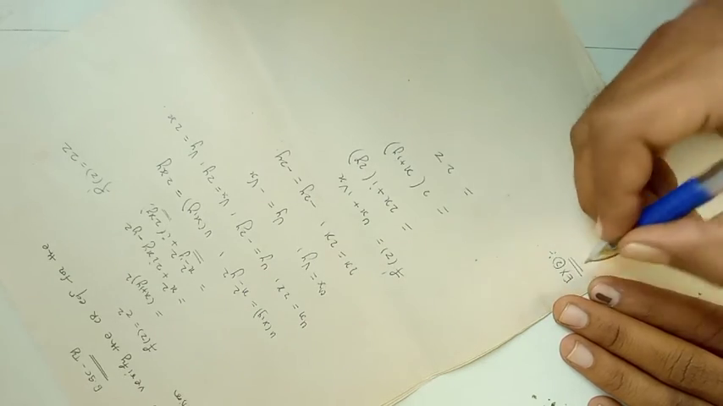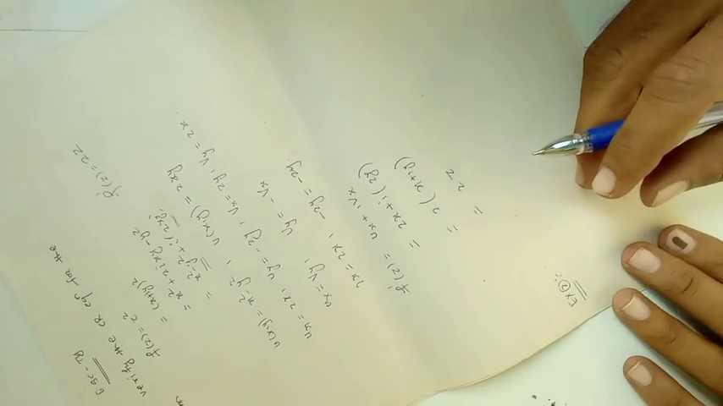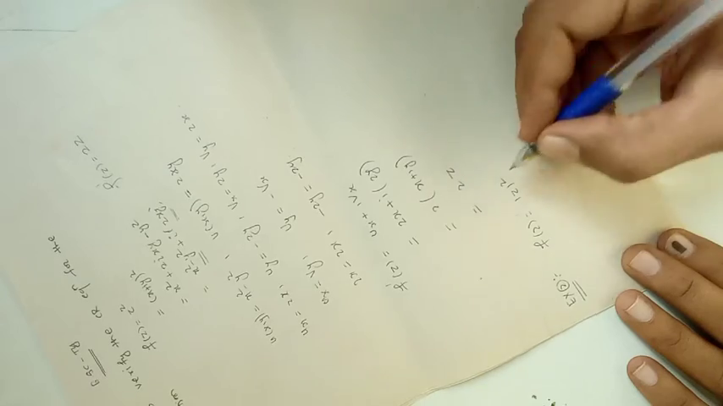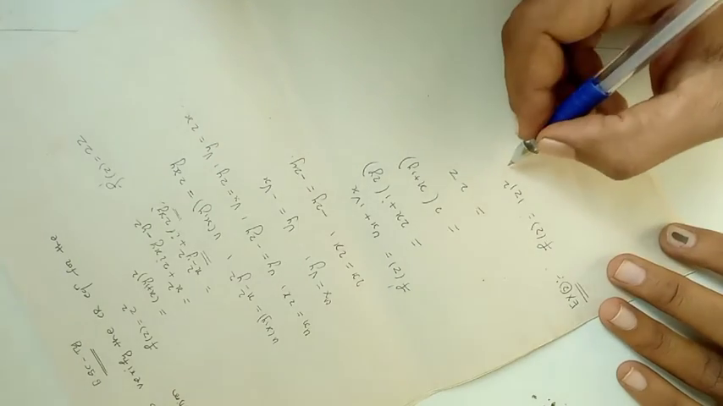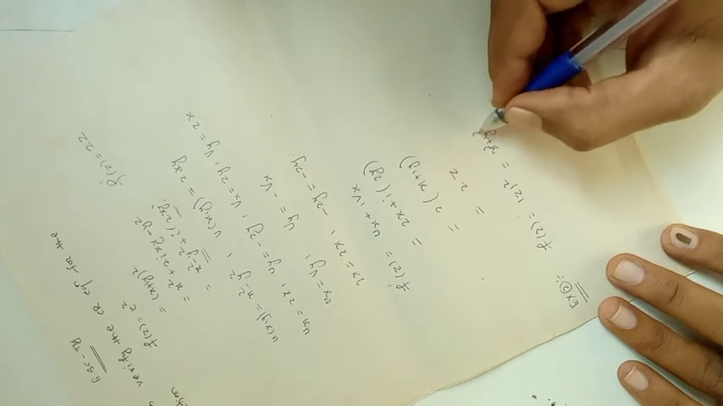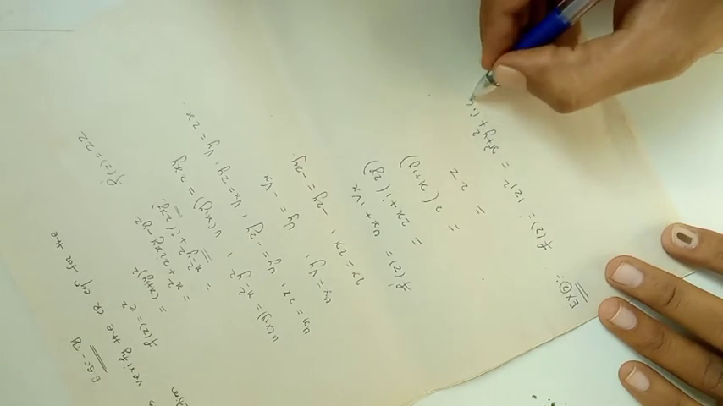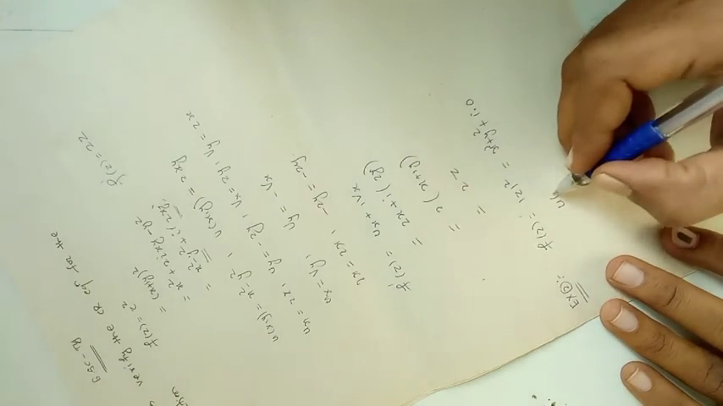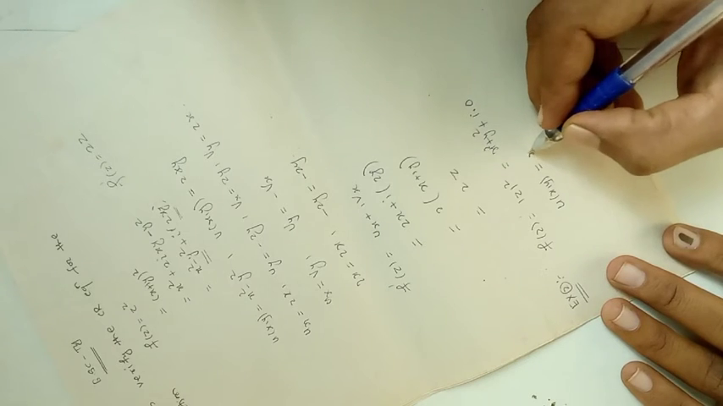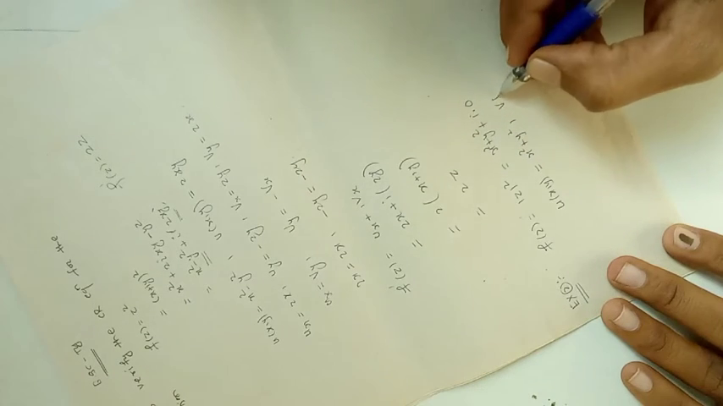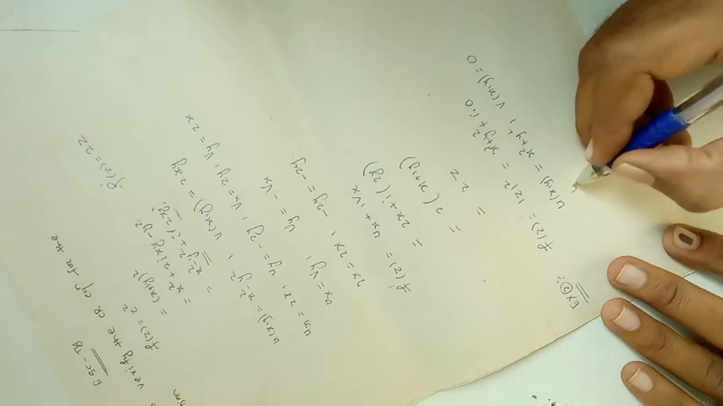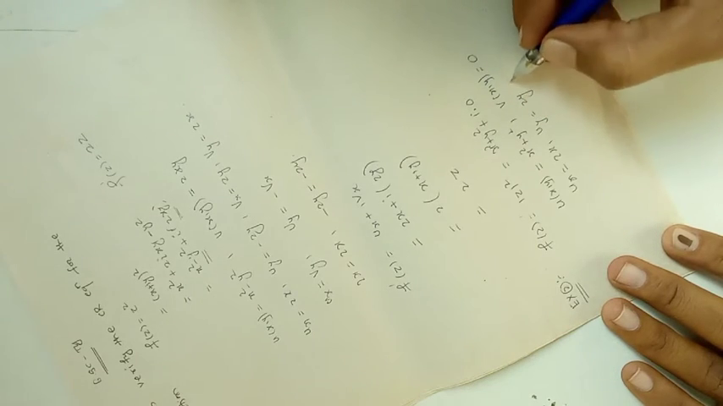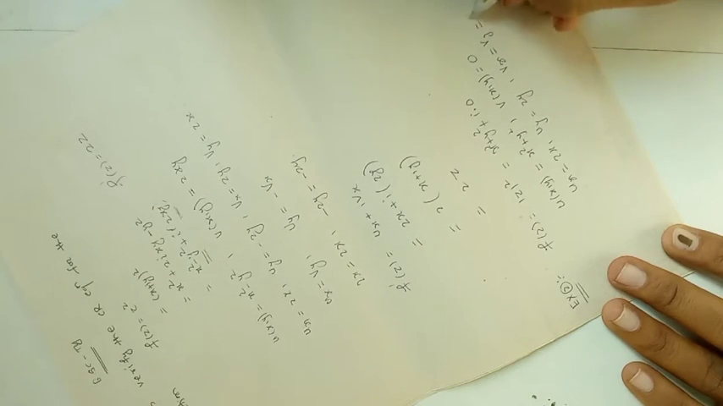Example second. f of z is equal to mod of z square, and we know that it is equal to x square plus y square, so this can be written as plus i times 0. The imaginary part of this function is 0, so it is a real valued function. So u of xy is equal to x square plus y square, and v of xy is equal to 0. So ux is equal to 2x, uy is equal to 2y, and vx is equal to vy is equal to 0.